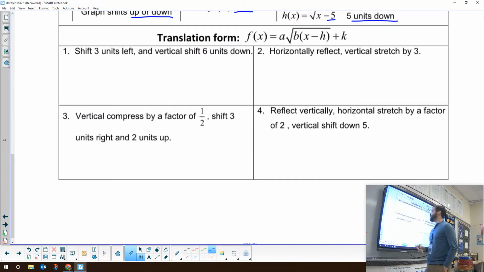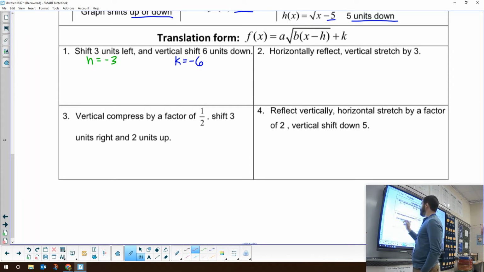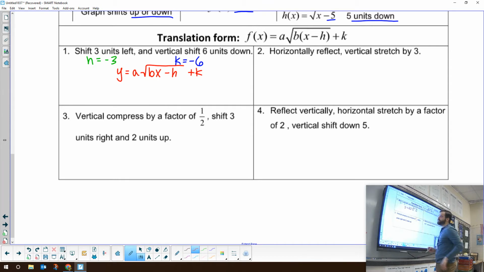So number 1, if I shift 3 units left, that's going to tell me that my h is -3. And then if I have a vertical shift 6 units down, that means my k is -6. Now you have to remember that the equation we're going to be using for this is y equals a times the square root of bx minus h plus k. Now if you notice, I don't have an a or a b on this problem, and so I'm just going to plug in my h and my k.